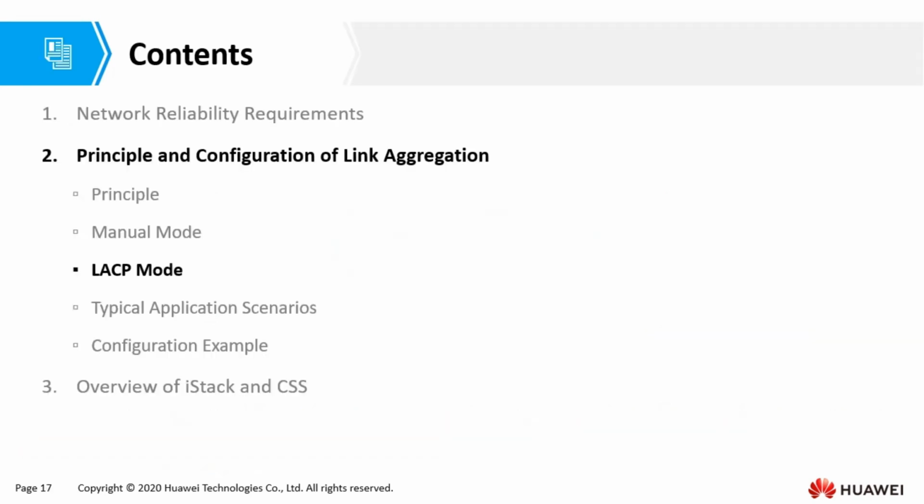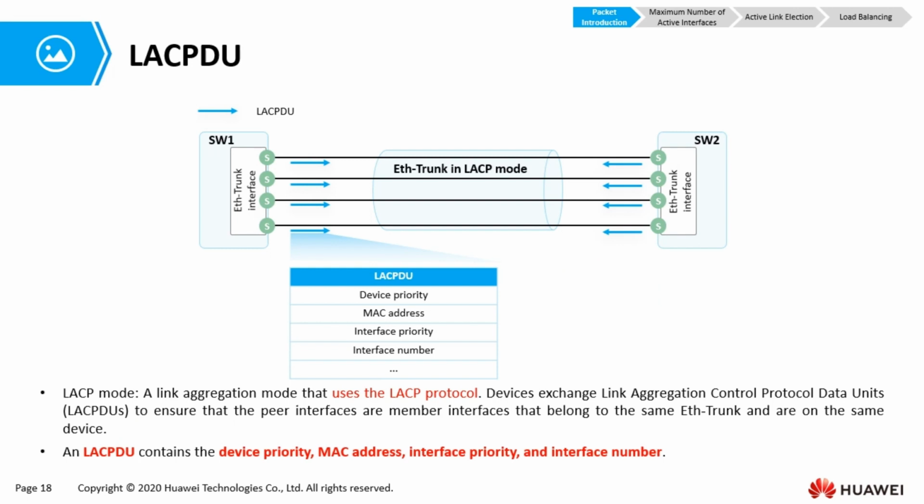Because you don't have a protocol to control them, you can only detect based on the physical layer status. If you want to simplify the configuration and management, most of the time we will use the LACP protocol. In LACP mode, the link aggregation uses the LACP protocol, so they will exchange the Link Aggregation Control Protocol Data Unit, or LACPDU, to ensure the peer interface and member interface belong to the same Eth-Trunk and are on the same devices.